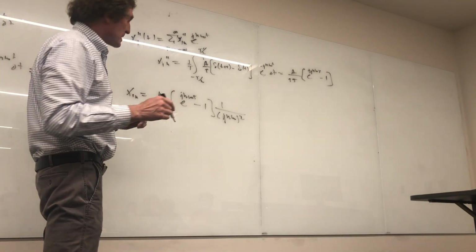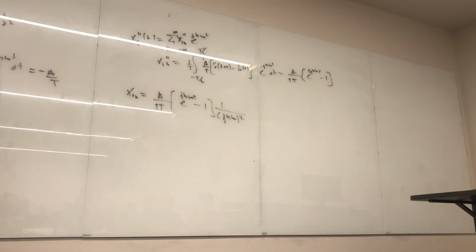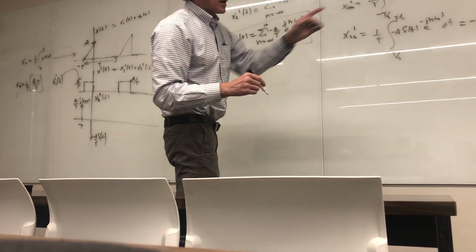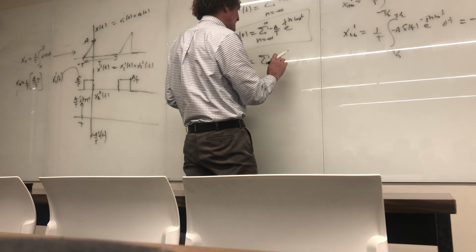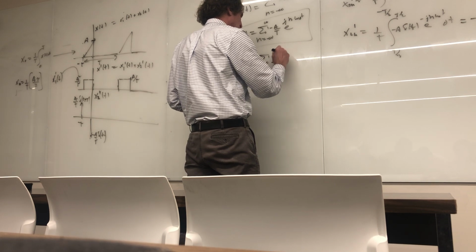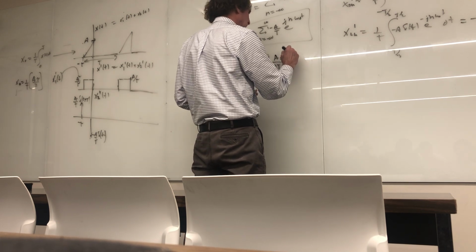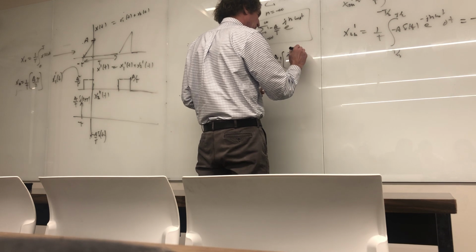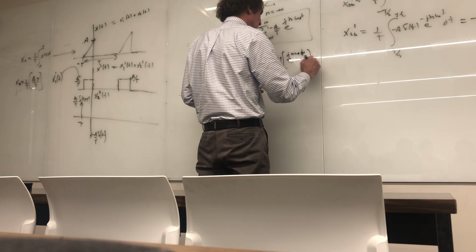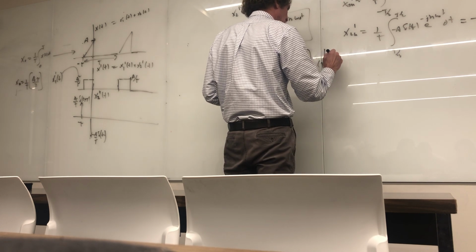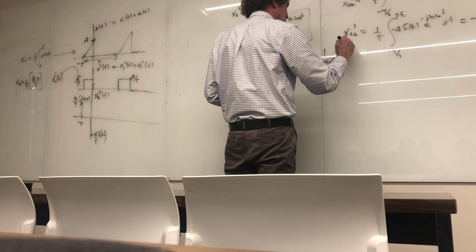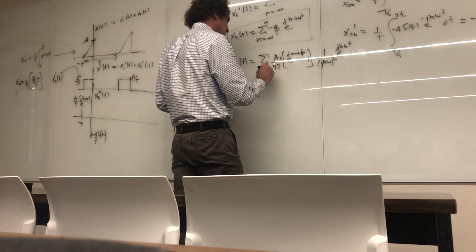Now, that means that this is going to be my x1 of t, and I'll put it right here, equal to the summation, right? And now I'll put that in there. That's a divided by tau over T, right? Times e to the j n omega naught tau minus 1, divided by j n omega naught squared, times e to the j n omega naught t, from n equals minus infinity to infinity.